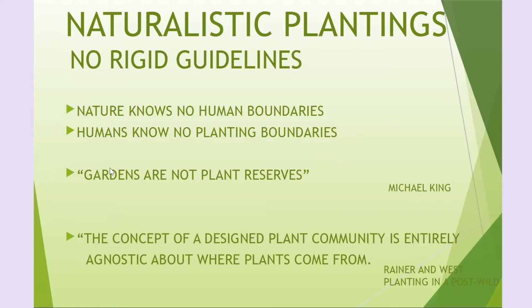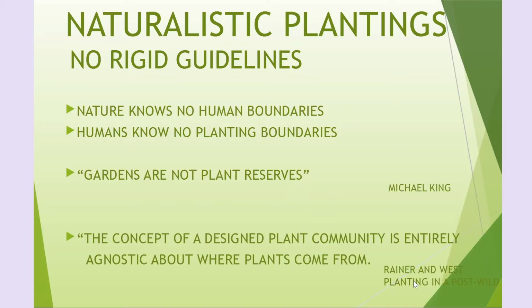The other thing that he says is humans know no planting boundaries. If we like a plant, we like to try it. We like to work with it. We like to make them happy, but don't try too hard. And he also says gardens are not plant reserves. A garden is not to be a static situation where you're going to keep the one plant of each thing. No, gardens are changing because climates change and nature changes.